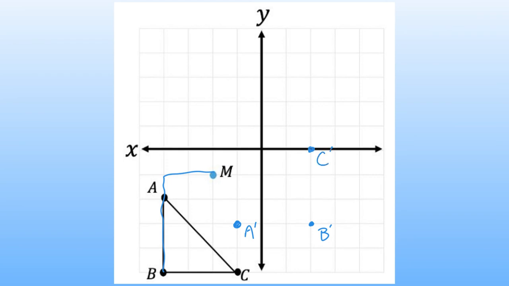So using the fact that a rotation is a rigid motion can really help with these situations because the shape's going to look exactly the same, except it'll just be rotated slightly around this point.